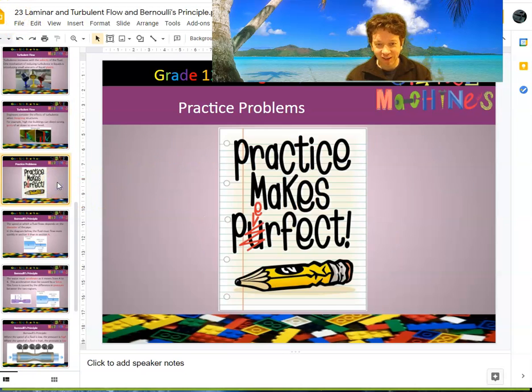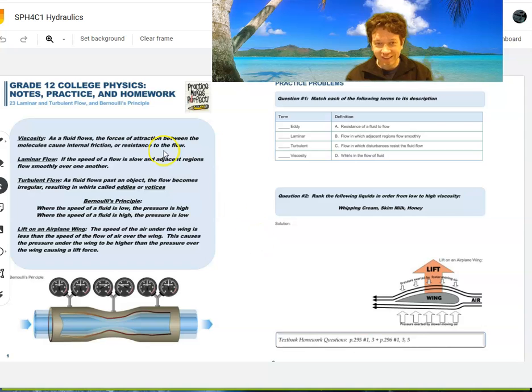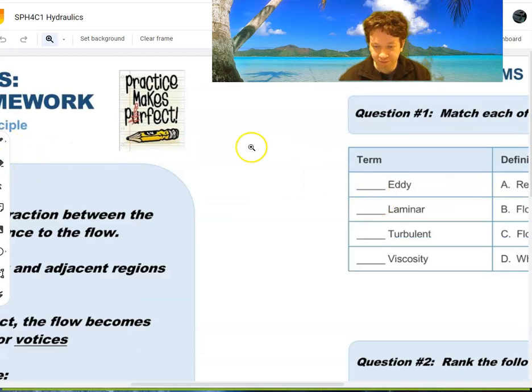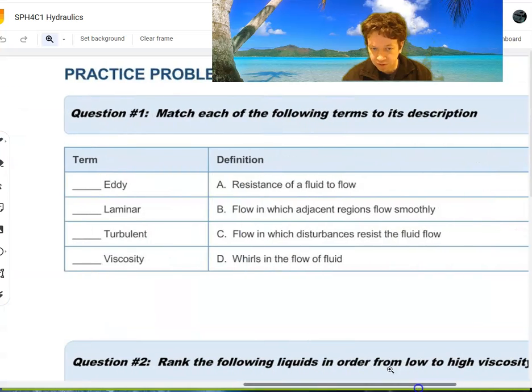All right, so if we're good, let's try our first problem. Now this is on our Jamboard, which again is linked. I put up the actual handout here. And so let's look at the first question, which is going over some definitions, making sure we understand them. So the first one says resistance of a fluid to flow. All right, so resistance of a fluid to flow, that is our viscosity.